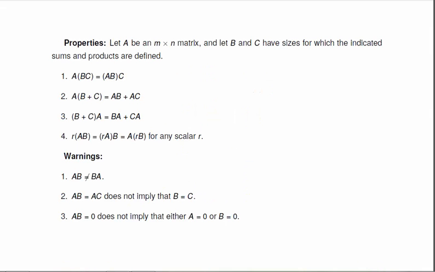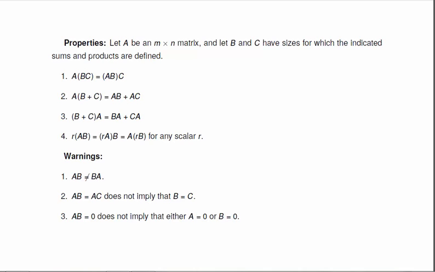So finally, a few properties of matrix multiplication along with some warnings. So matrix multiplication is associative. I can move around parentheses. However, I can't switch the order as we saw in our example. So as long as A is first, B is in the middle, and C is last, you should be okay.